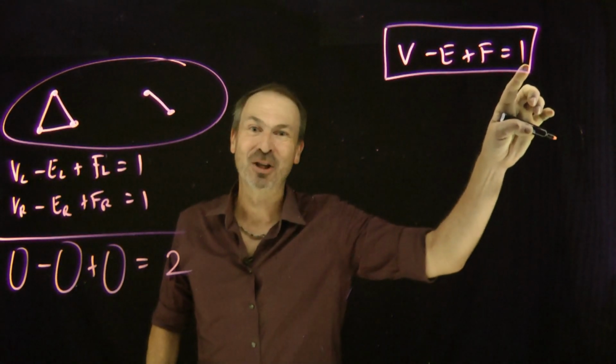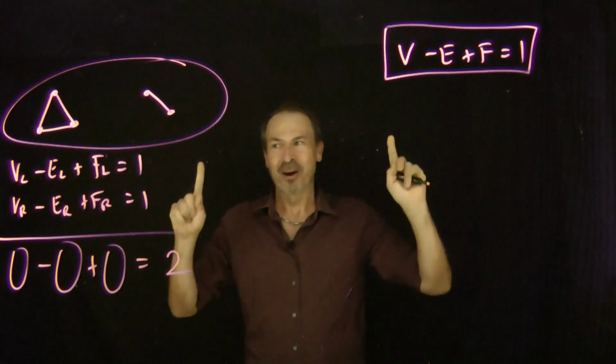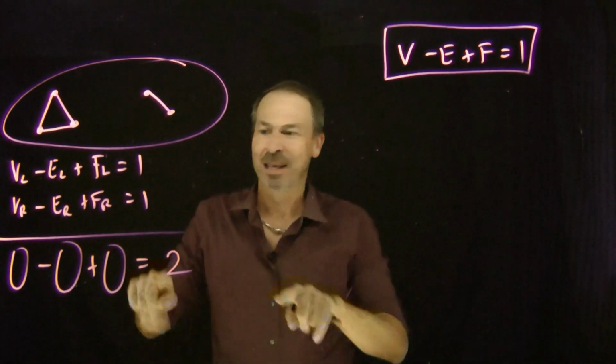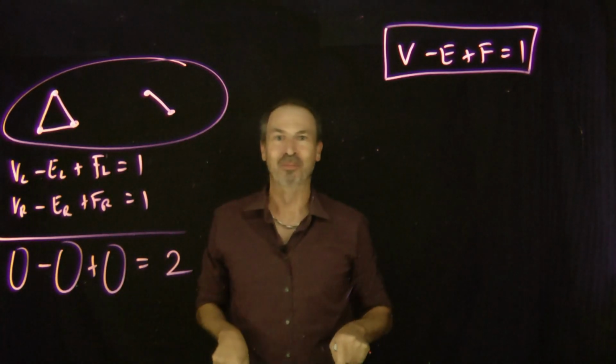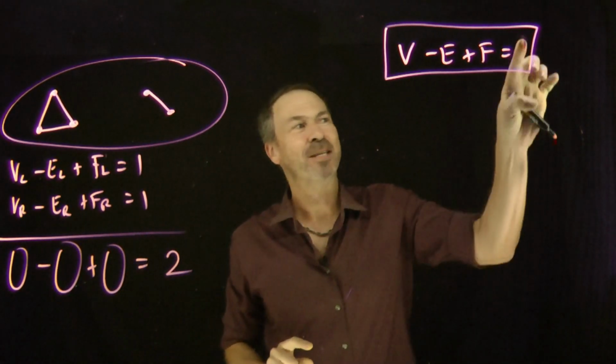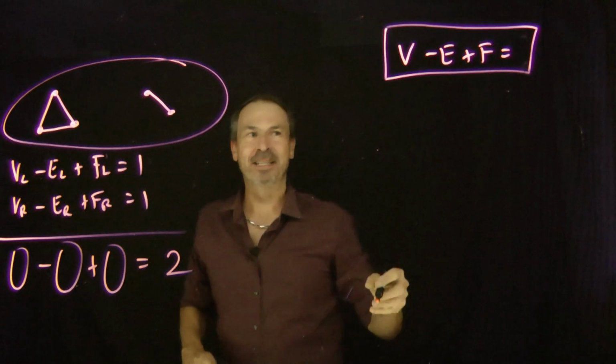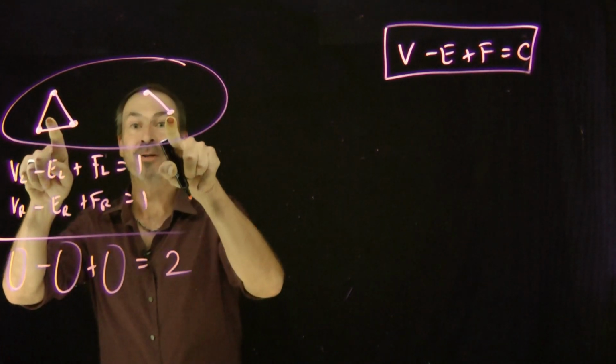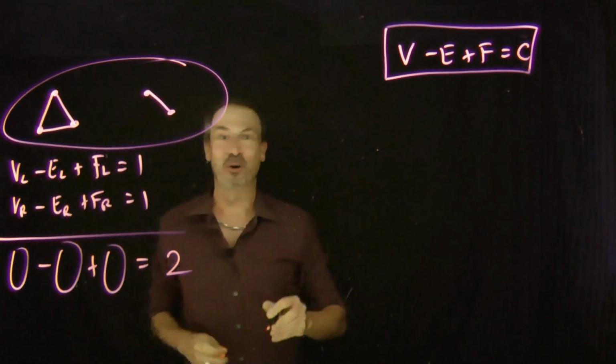Not 1, it's 2. That's actually because I added 2 individual formulas for each component. There are 2 components, so I got 2. So actually, I claim this formula is this: V minus E plus F is C, where C is the number of pieces, the number of components your picture has. That's what I want to prove.